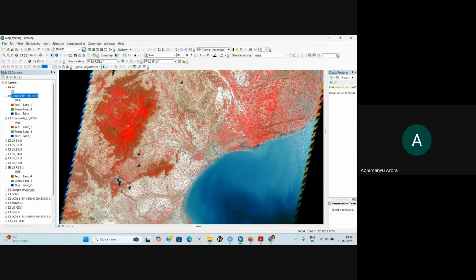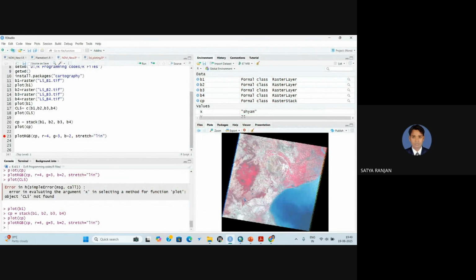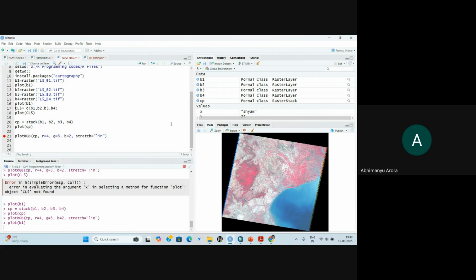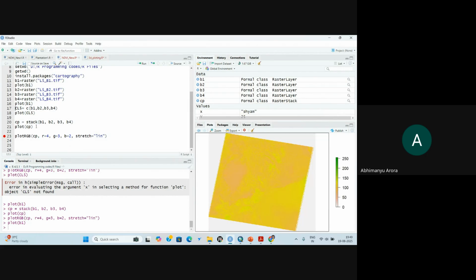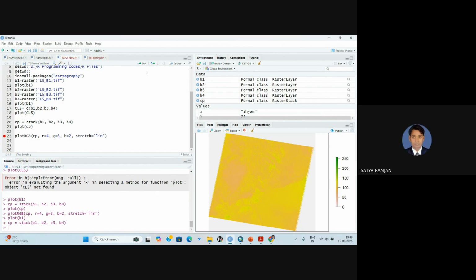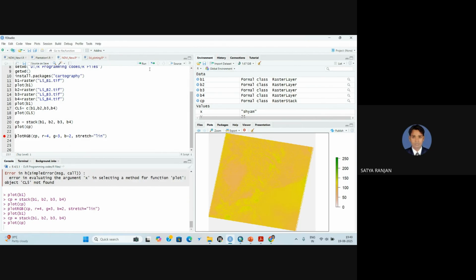So we cannot do composite in R? Why did we use R then? No, we can do composite in R. I have already shown it, I think you were not there at that time. So this is the composite image in R. This is the layer stack of all these images.